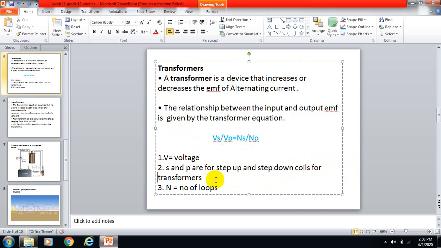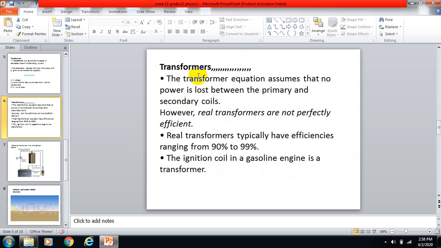Transformer equations assume that no power is lost between the primary and secondary coils. However, real transformers are not perfectly efficient.